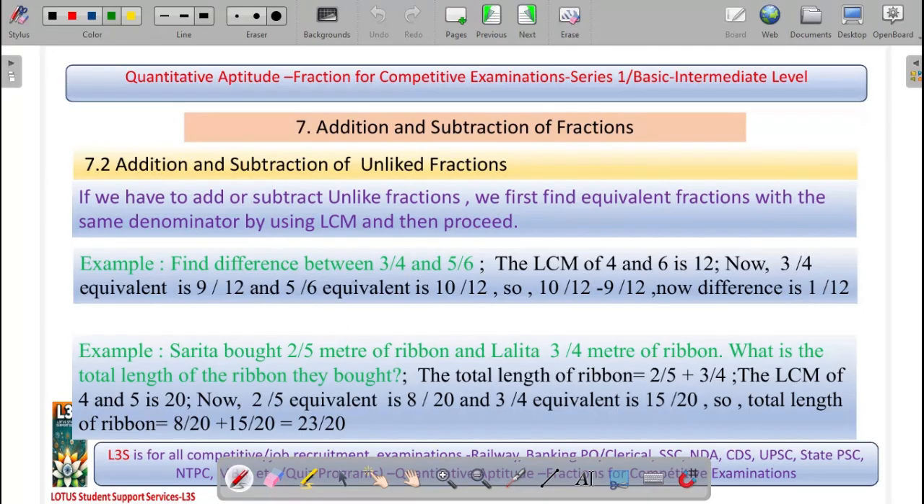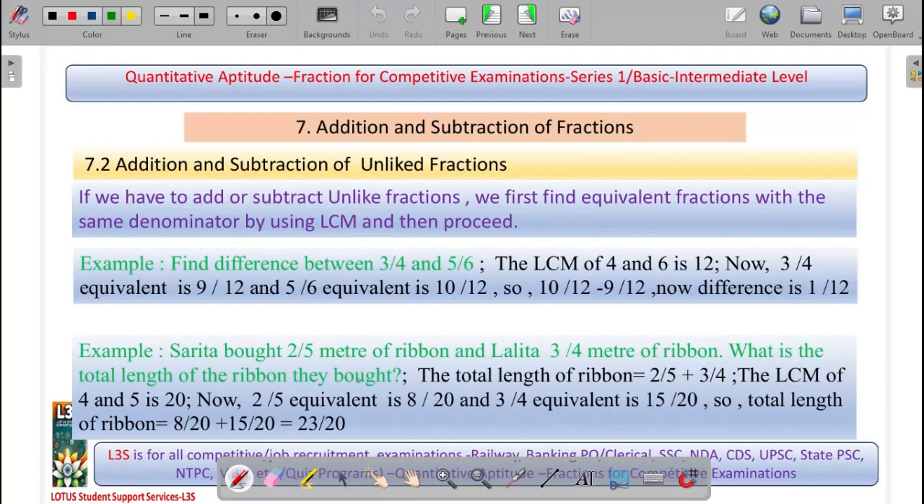So here, if we have to find the difference between 3 by 4 and 5 by 6, first we have to find the LCM of 4 and 6, that is 12. Then we will make equivalent fractions with the LCM as denominator. So 3 by 4 will be 9 by 12, 5 by 6 will be 10 by 12, and then we take the greater one minus the lower one. So 10 by 12 minus 9 by 12 will be 1 by 12. The difference will be 1 by 12.